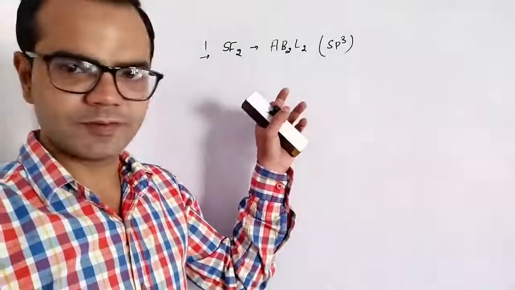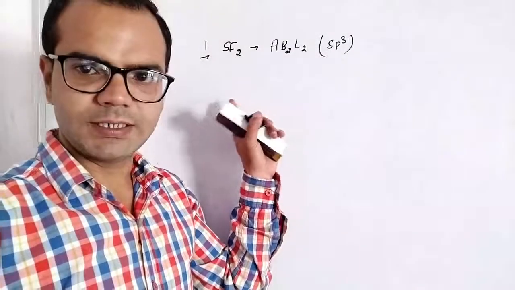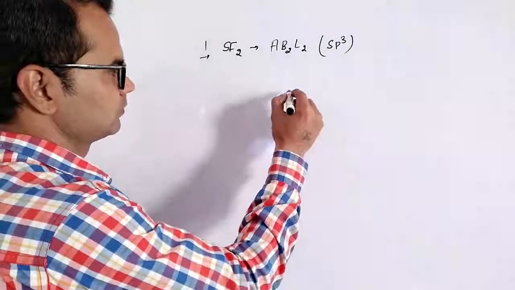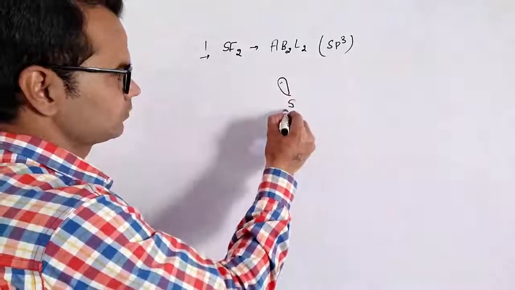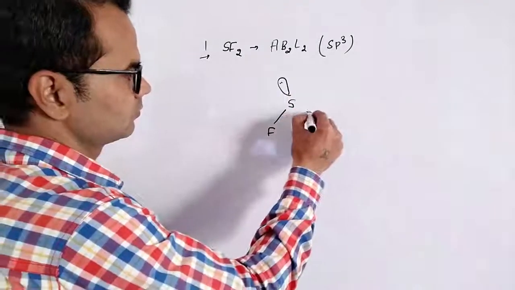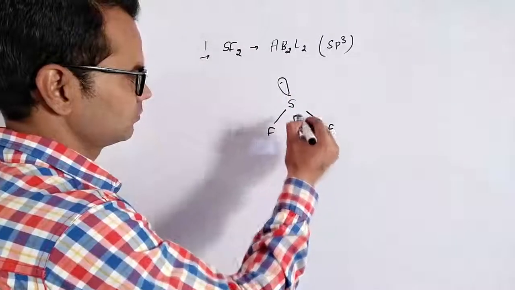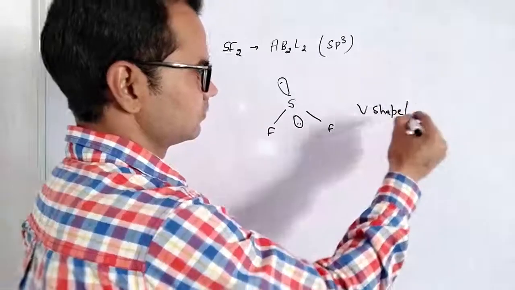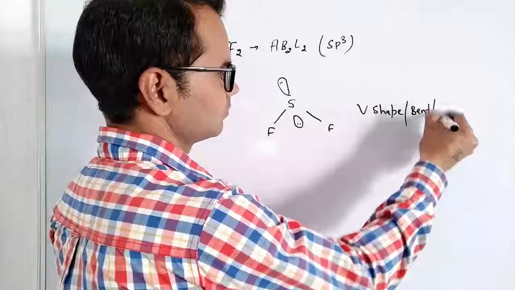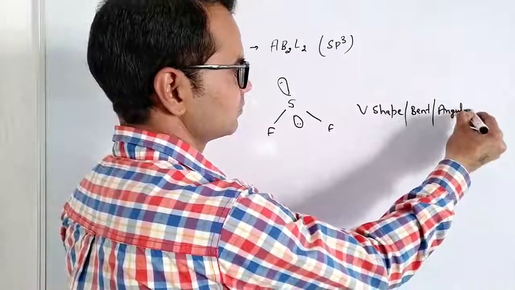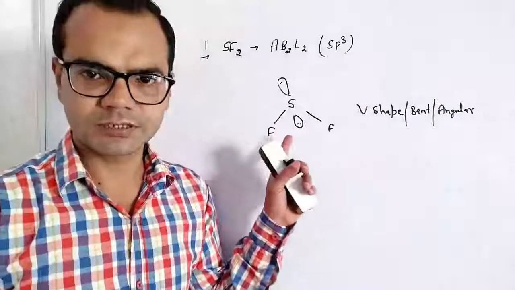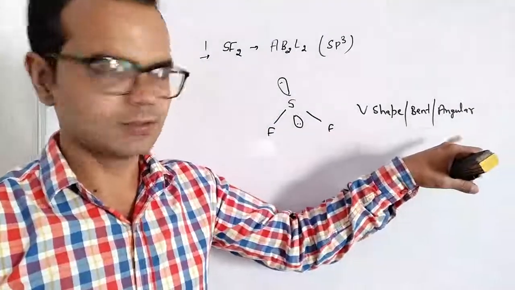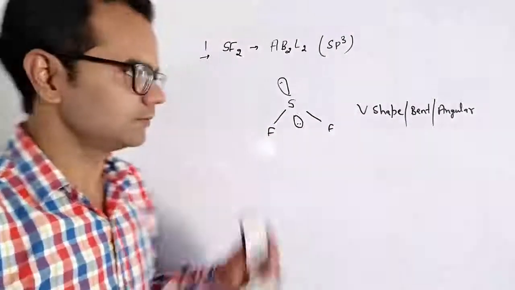Two lone pairs are placed at the two corners of a tetrahedral geometry. So its geometry is V shape, bent shape or angular. Next is sulfur tetrafluoride.